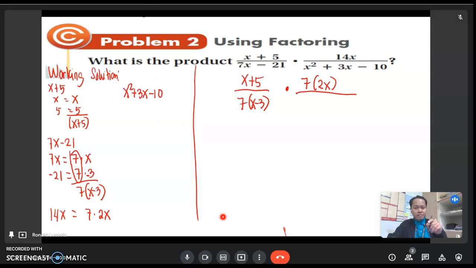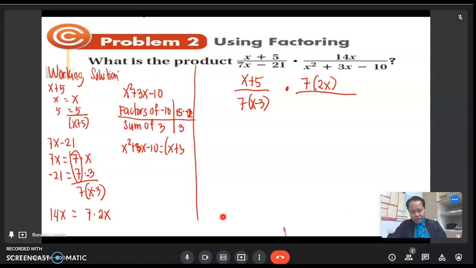So find the factors of negative 10 that will give us a sum of 3. And that is positive 5 times negative 2. The sum is positive 5 and negative 2, so this is 3. In other words, x² + 3x - 10 is equal to (x + 5)(x - 2). So this is (x + 5)(x - 2).